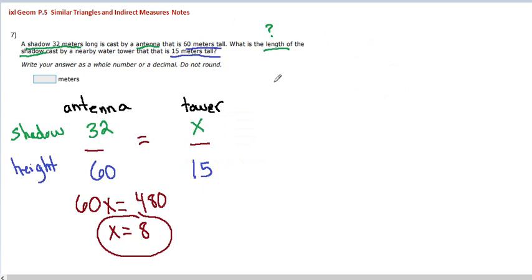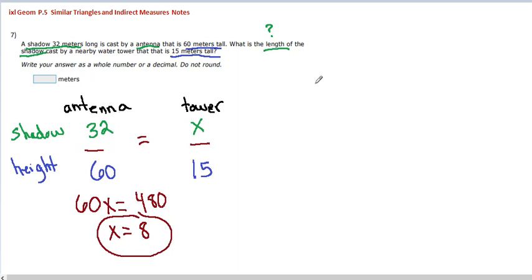Alrighty. Let's look over this. I didn't need to draw anything out. I just had to go hunt for information. So everything in this column is set up on the antenna information, and then we have information on the tower. Each structure has information about its shadow and also about its height. So I just set up proportions.